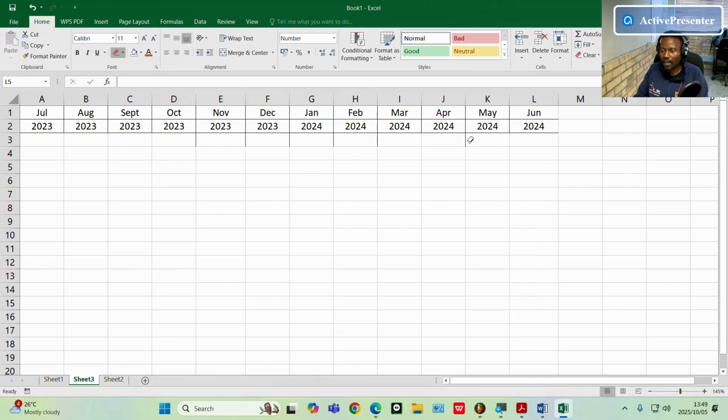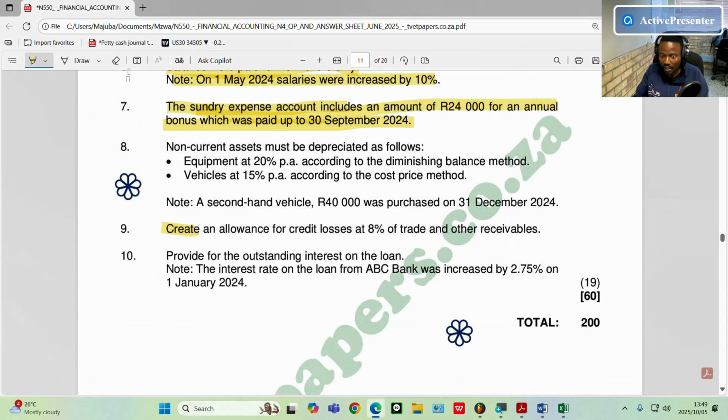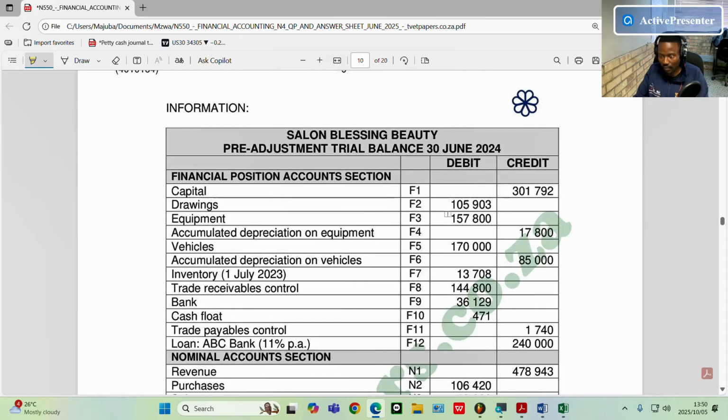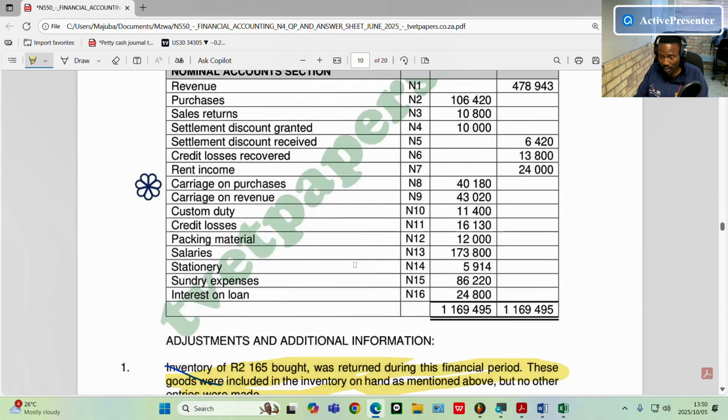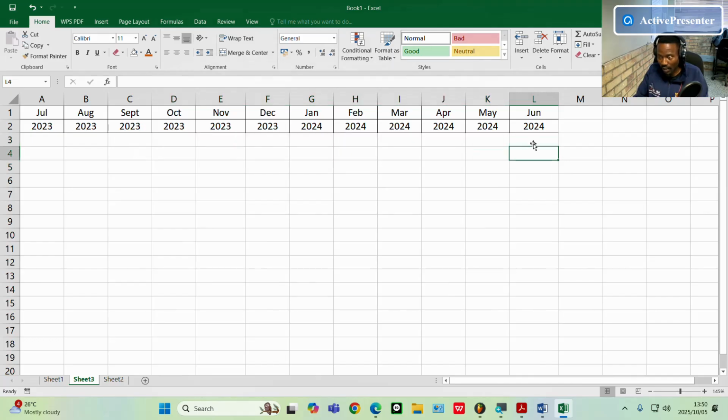Right. So basically, this is the timeline we're working on. With depreciation on equipment, it's so straightforward. You just take the amount from the trial balance as it is, which is, here's the equipment, 157,800. You need to minus accumulated depreciation, and then you multiply it by the percentage. In this case, the percentage is 20%. So yes, I'm going to be calculating it here. So I'll be starting with equipment. So I'm busy doing the depreciation.